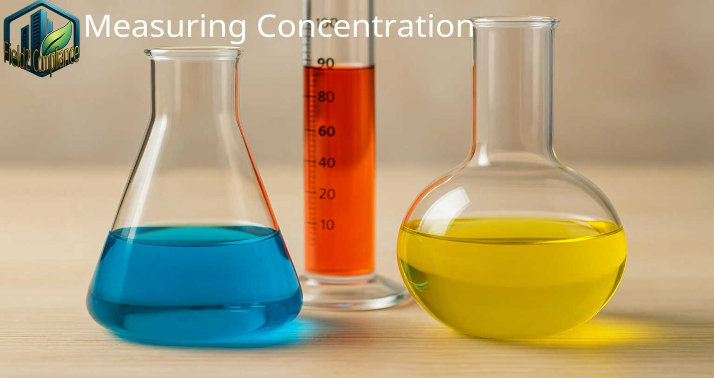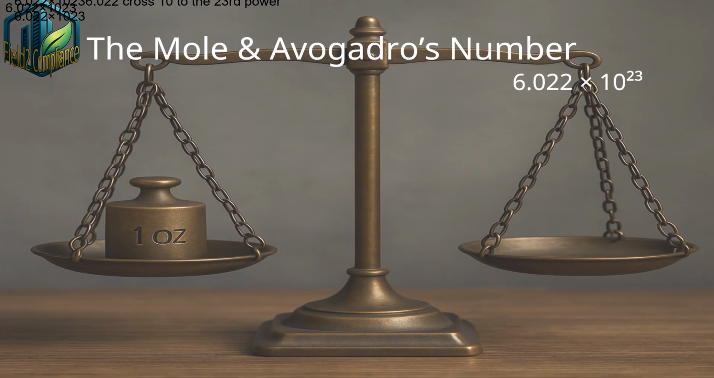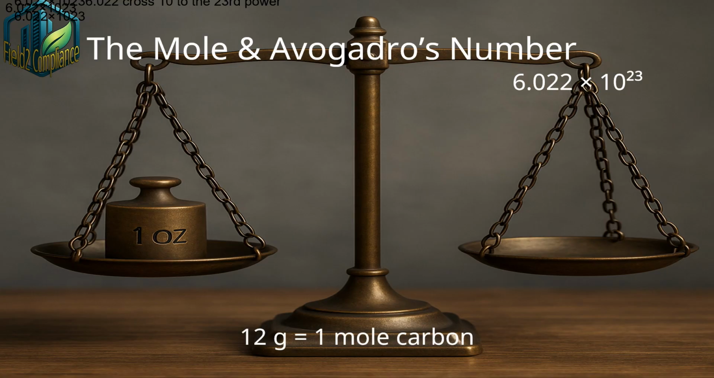Molarity, that's your measure of how concentrated a solution is. 1 molar equals 1 mole of solute in 1 liter of solution. Think of it as the strength of your mix, like how sweet your coffee gets the more sugar you add. 1 mole equals 6.022 times 10 to the 23rd particles. That's Avogadro's number. It's how we connect atoms you can't see with grams you can weigh. 1 mole of carbon weighs 12 grams. That's your conversion bridge between micro and macro.